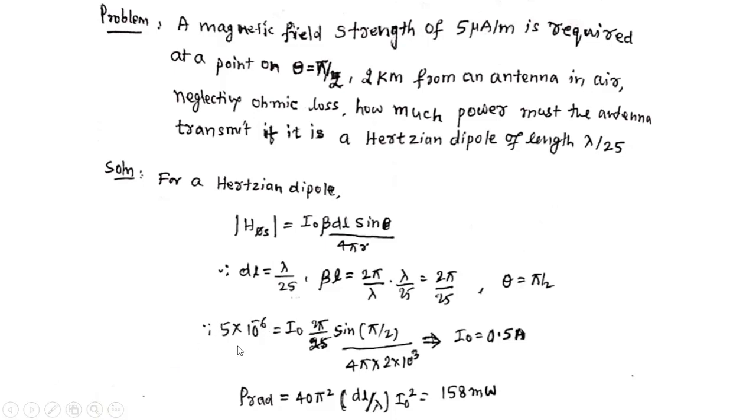Therefore, 5 into 10 raised to minus 6 is the given magnetic field. This is equal to I naught, substituting the value of beta L as 2 pi by 25 into sin of theta, which is pi by 2, whole divided by 4 pi into 2 kilometers, as R is given as 2 kilometers. This gives approximately I naught equal to 0.5 ampere. Therefore, radiated power is given by 40 pi square into dl by lambda whole square into I naught square. This is equal to 158 milliwatt.